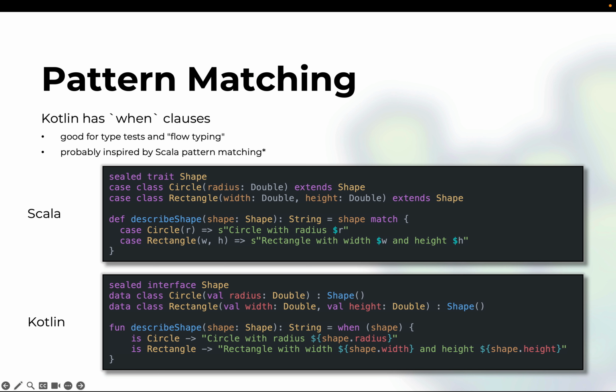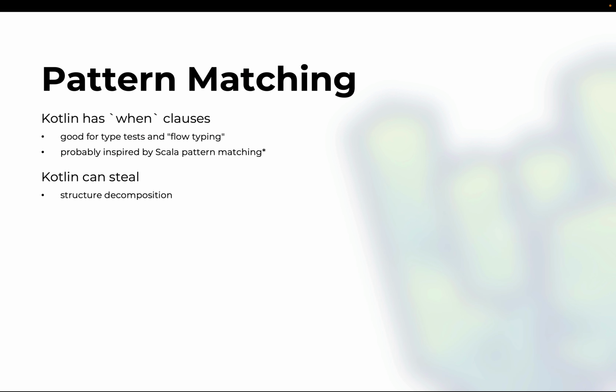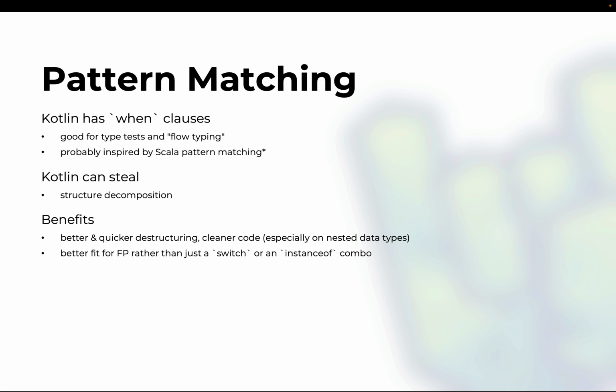Now, at the time of this recording, Scala is still far more powerful than Kotlin because not only can it destructure the data right here, but it allows you to decide and write your own destructuring logic, which Kotlin obviously does not allow us to do. So Kotlin can steal some structure decomposition and maybe, just maybe, an advanced API to do your own destructuring patterns. The benefits for Kotlin productivity would be some better, quicker destructuring and cleaner code because you don't have to refer to the same variable over and over again.